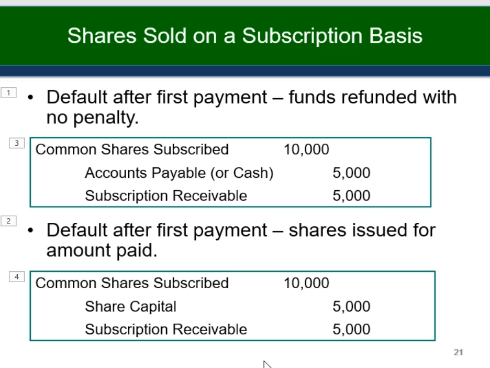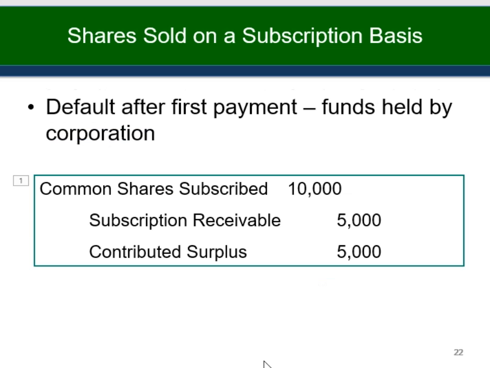If we default after the first payment and the shares are issued for the amount paid, we would reduce the common shares subscribed because they're no longer relevant. The share capital would go up to the $5,000 that was already paid, and we'd reduce the subscription receivable because they didn't owe us any more money. The contract would be cancelled.